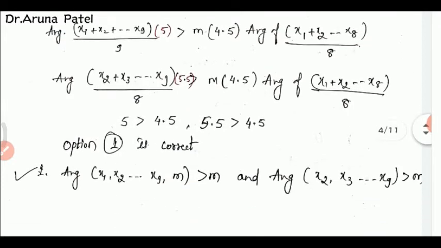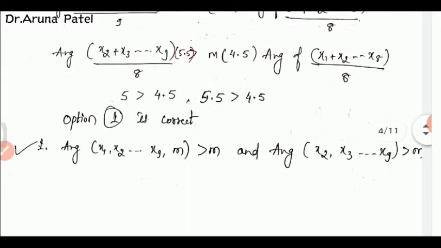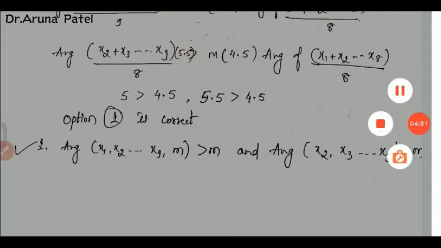So from the options you have seen that the average of x1 to x9, m, is greater than the average of the first 8 numbers, and the average of x2 to x9 is greater than m. So this condition is satisfied by the first option. So this one is the correct answer for this question.